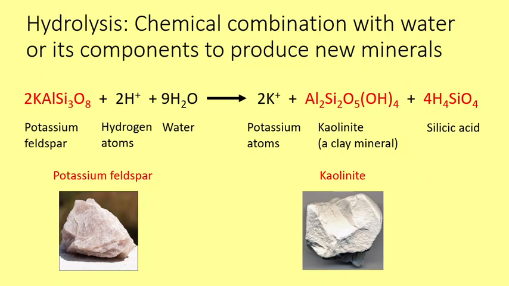It's almost like dissolution, except the difference is that in hydrolysis, new minerals get made. It's not just about destroying existing minerals, it's about the synthesis of new minerals, in this case, kaolinite. There on the right side of the chemical equation, kaolinite is a common clay mineral that gets made. It gets produced as a byproduct of hydrolysis in this case.